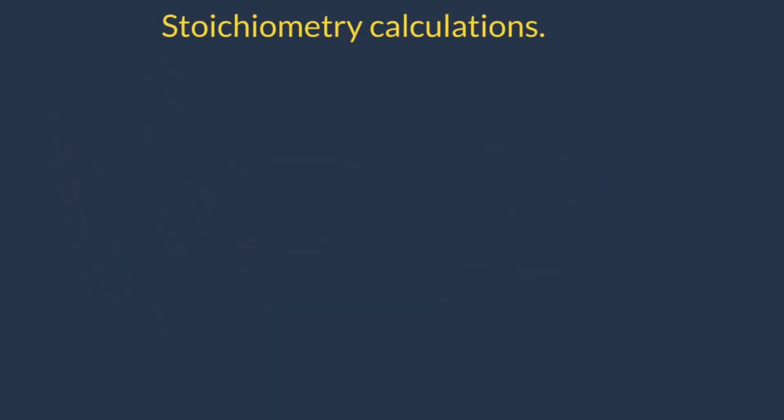Hi everyone. Today I want to discuss stoichiometric calculation. Stoichiometric is a Greek word. What is the meaning of stoichiometry in Greek? Stoichion means element. Metron means measurement, or measure.